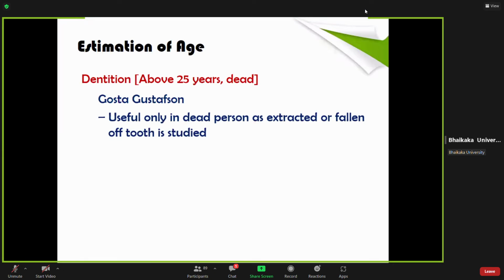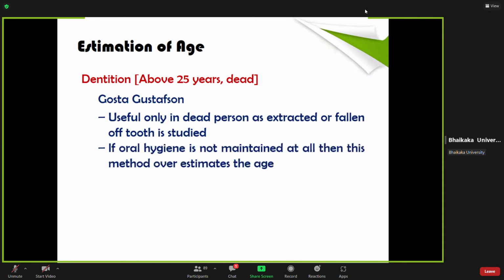First is Gustafson, useful only in a dead person, as an extracted or fallen tooth is studied. If oral hygiene is not maintained at all, then the features of wear and tear will be more, so the estimation of age will be over what is normally there. मतलब जितनी age है उससे ज़्यादा age दिखाएंगे.